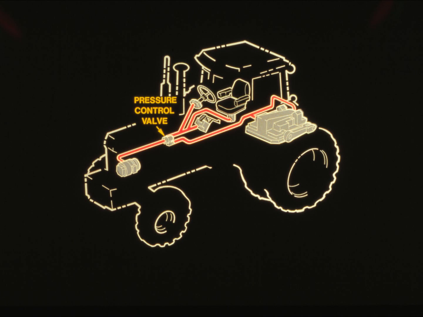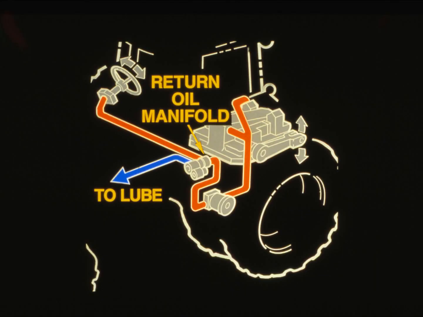High-pressure oil, red, flows to priority and non-priority functions when they are activated. Return oil from those functions flows through the return oil filter to the return oil manifold. Lube pressure oil, dark blue, flows from the return oil manifold to the lube circuit.